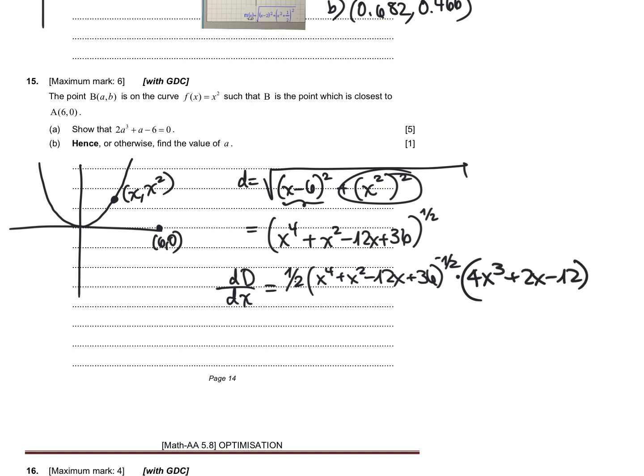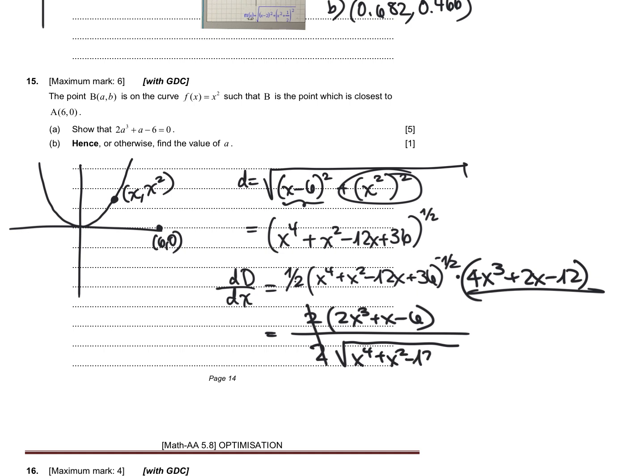Okay, so now I'll factor out a 2 out of this thing. So 2 times (2x cubed plus x minus 6) over 2 times the square root of x to the 4th plus x squared minus 12x plus 36. And that is going to be equal to 0 because we want the closest point. We want the minimum. So when we cross multiply by the square root on the bottom, we just get 2x cubed plus x minus 6 is 0.